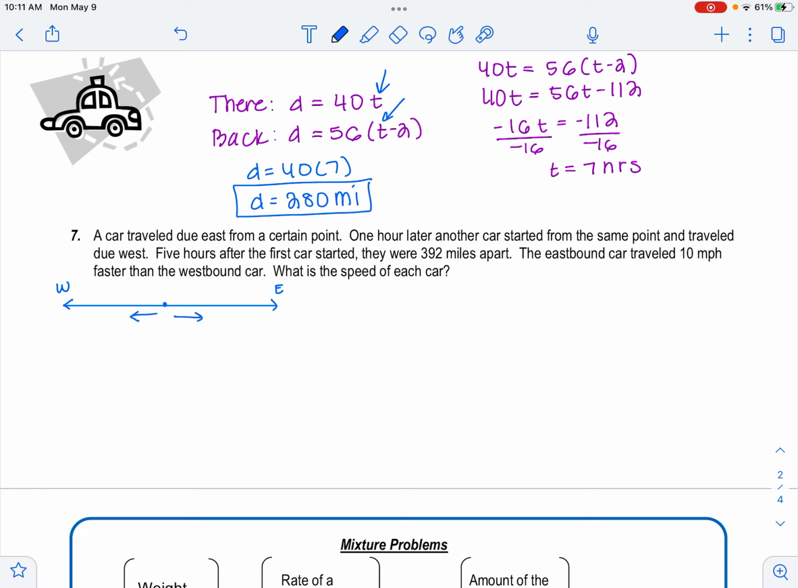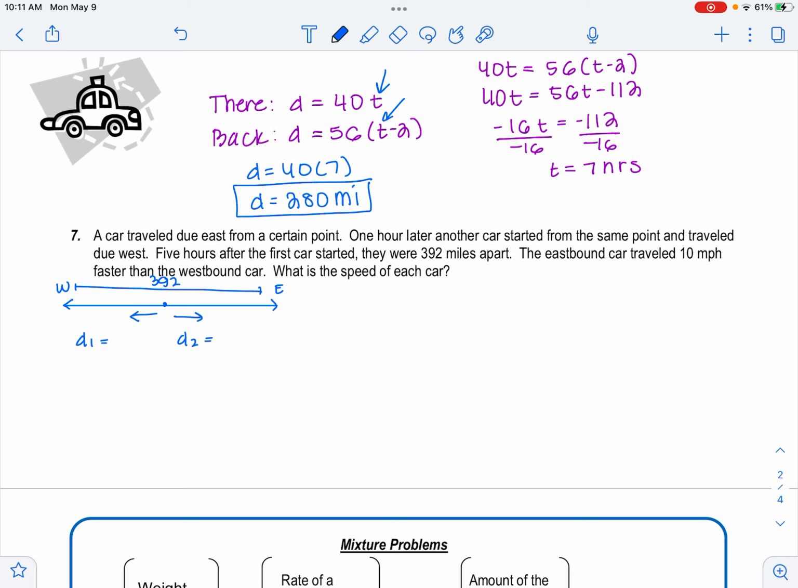All right. 5 hours after the first car started, they were 392 miles apart. So I know this distance from here to here is 392. The eastbound car traveled 10 miles per hour faster than the westbound car. What was the speed of each car? So we have 2 distances. We can call this distance 1 and this distance 2, but they're 2 different ones.